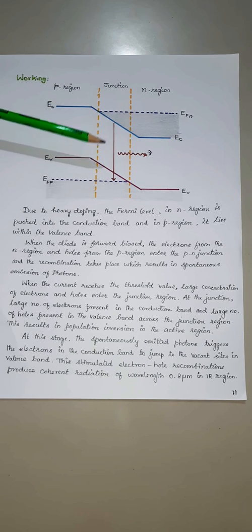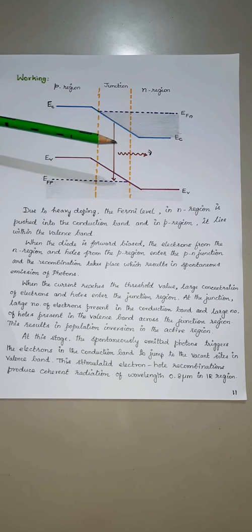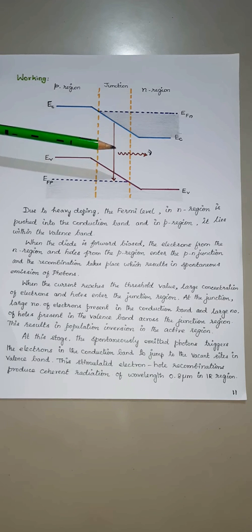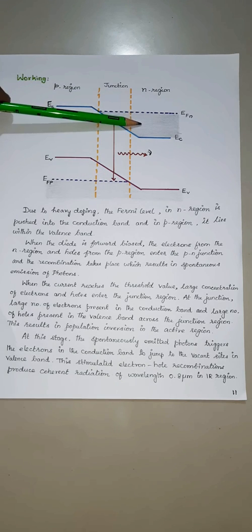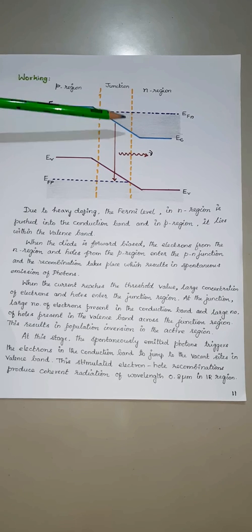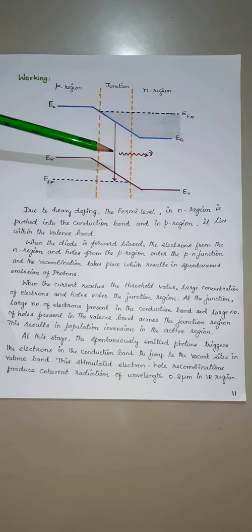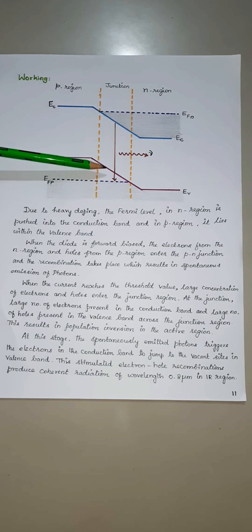During this, recombination of electrons and holes takes place, and it results in spontaneous emission of photons. As you increase the current across the diode, when the current reaches its threshold value, a large concentration of electrons from the N region enters the junction. In the same way, a large concentration of holes from the P region enters the PN junction. At the junction region, the electrons will be occupying the conduction band, and the holes will be occupying the valence band. So this results in population inversion.